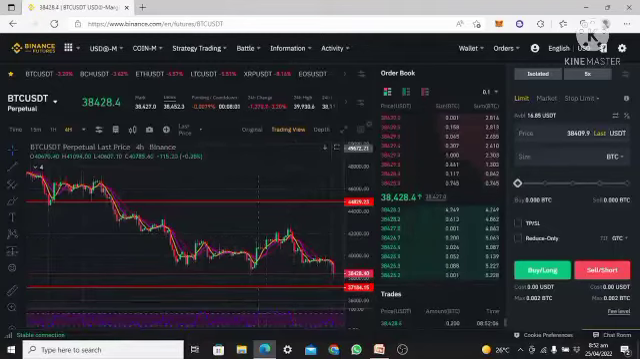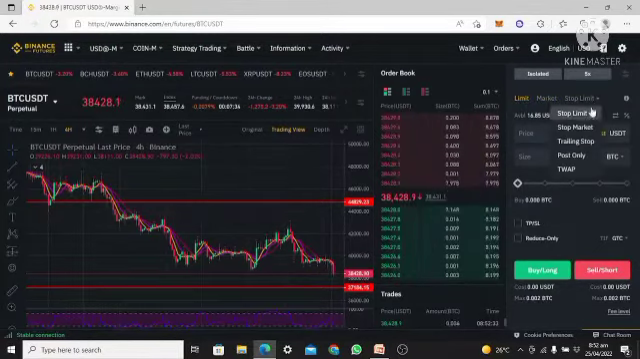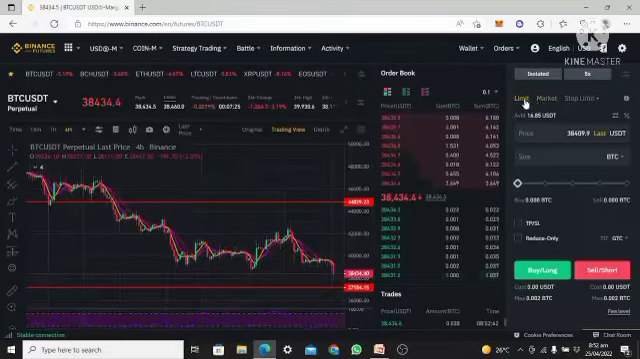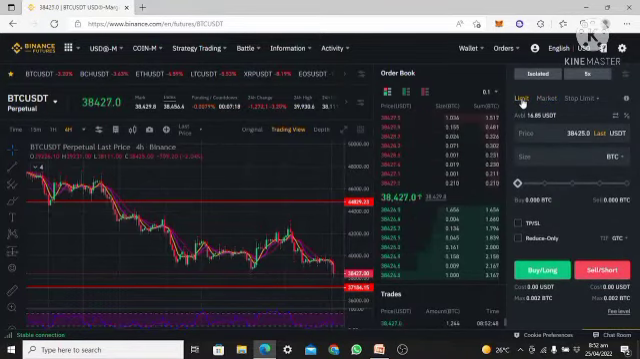Here you can see there are options of different kinds. We have spot limit, we have stop market, we have trading stop, we have post only, and so on. We are going to focus on market and limit, these two options here. Let me first explain what limit is all about. Limit is that you are trying to get a particular price of your choice.